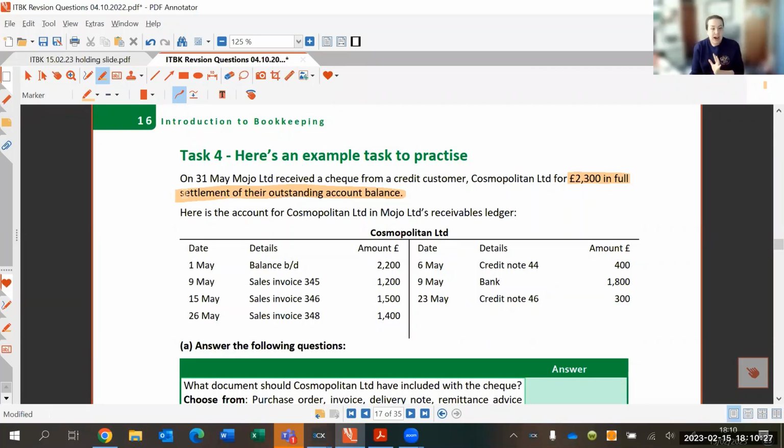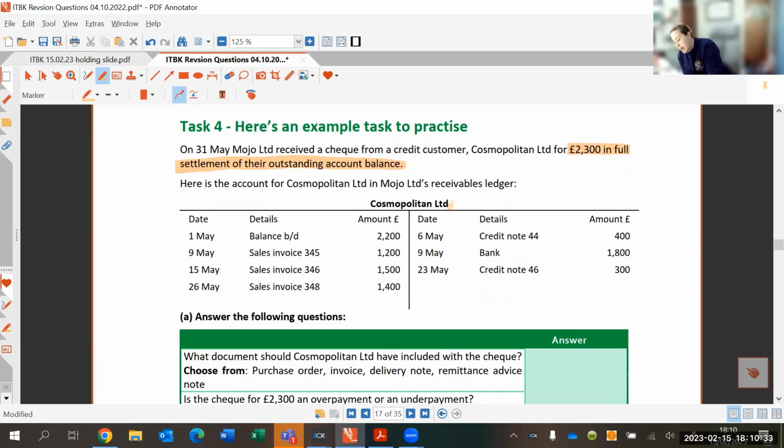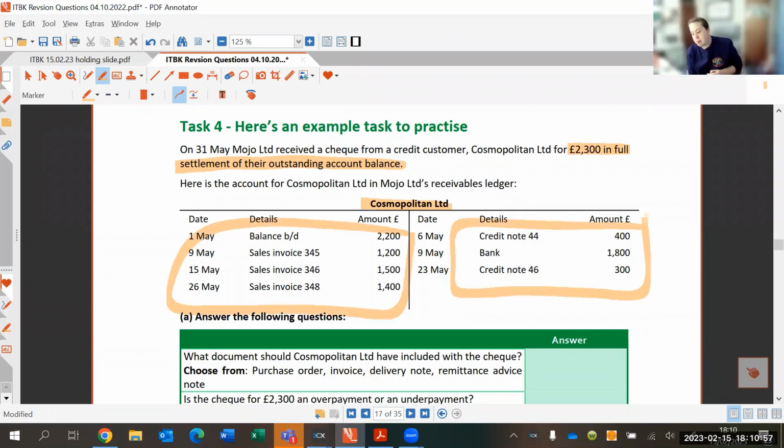So that's great. We've had that money. We need to do something with it. So the first thing that we can look at is our own. This is their account in our receivables ledger. Remember with our receivables ledger, every customer has their own account, and that's where we record all the ins and outs of their dealings with us. So we've got invoices and the previous balance on the debit side here. And then on the credit side, we've got some credit notes, and previous payments and that sort of thing.